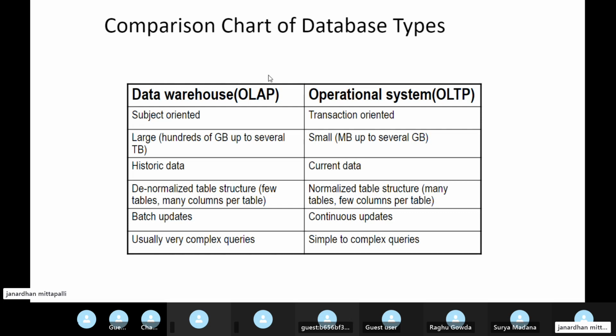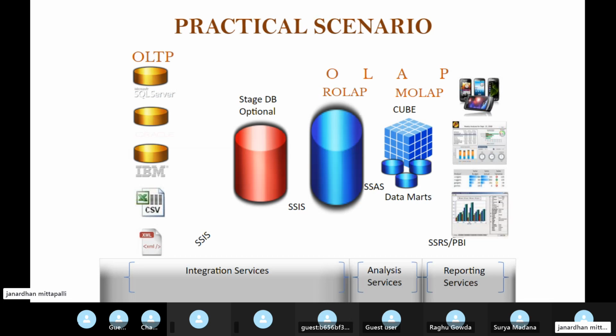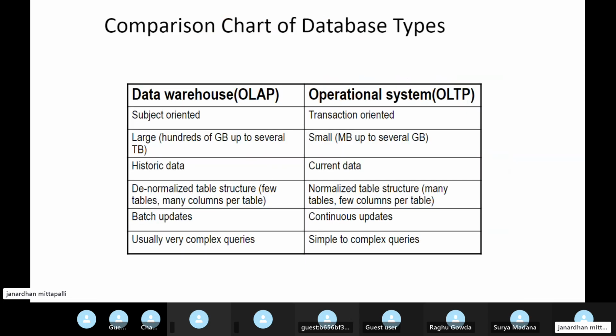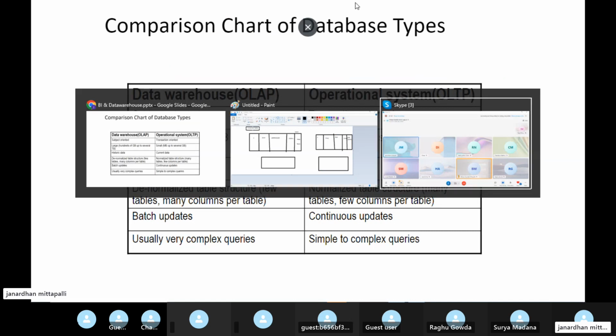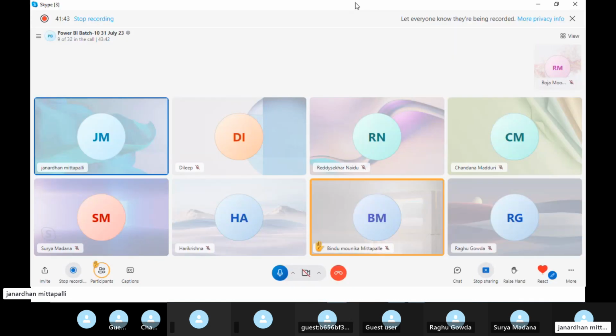If you have any questions here, you can ask me about OLAP, OLTP, how normalization works, and what batch updates, current updates, and continuous updates are. Not only this, if you have any questions about the current session, you can ask.